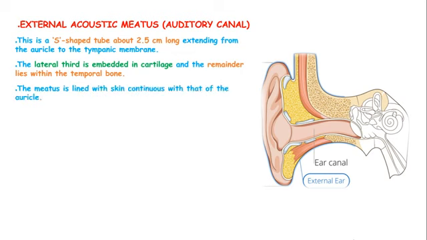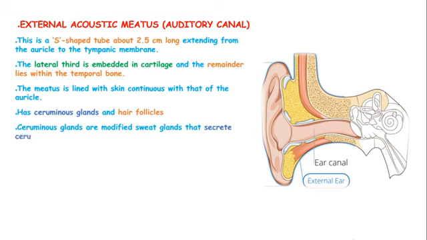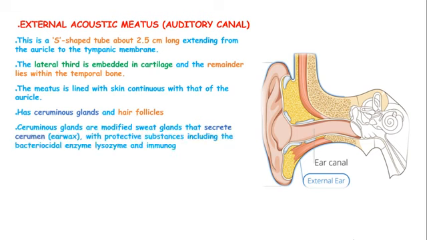This meatus is lined with skin continuous with that of the auricle, and it has ceruminous glands and hair follicles. These ceruminous glands secrete cerumen, and they are modified sweat glands. This earwax or cerumen is a protective substance containing bactericidal enzymes like lysozymes and immunoglobulins.